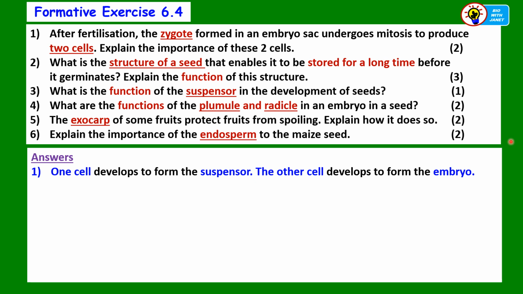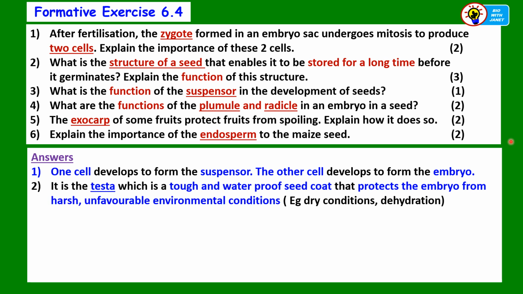Number 2, what is the structure of a seed that enables it to be stored for a long time before it germinates? And then explain the function of this structure. How does it help the seed to be stored for a long time without dying? So the structure is the testa, which is a tough and waterproof seed coat that protects the embryo from the harsh, unfavorable environmental conditions, such as dry conditions.